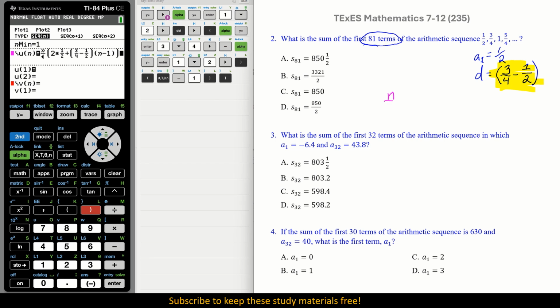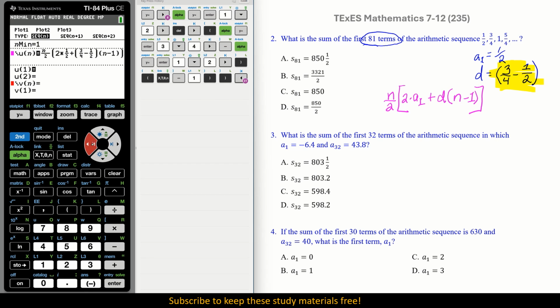I should have n over the 2 times 2 times my a sub 1 plus my d, and then parentheses n minus 1. Close my parentheses, close my bracket. And yes, I actually have that. It's a little bit more eyeball twisting than the calculator, but it does satisfy. And notice how long it is. You can arrow over. See over there where we have an arrow at the beginning? That just means, hey, come over here and check me.